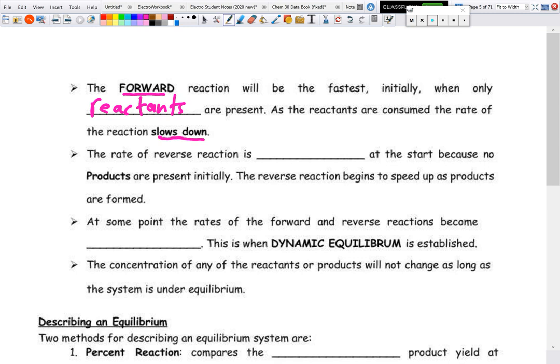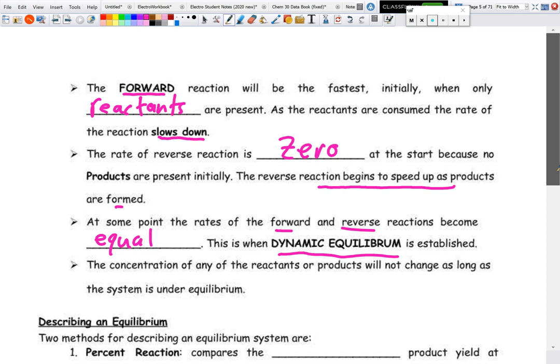Now, the rate of the reverse reaction is 0 starting off because there are no products being formed, but then the reverse reaction begins to speed up as products are being formed, and at some point the forward and the reverse reactions become equal, and this is when dynamic equilibrium is established. So that's theoretically what is happening with equilibrium. Now, of course, we will look at ways to describe equilibrium and actually put some numbers in there as well.